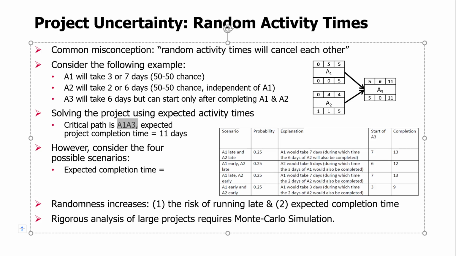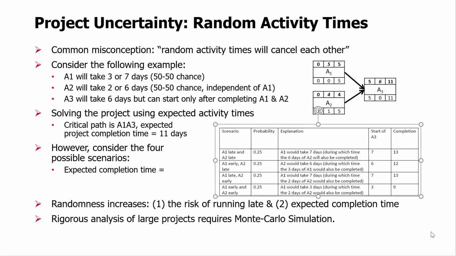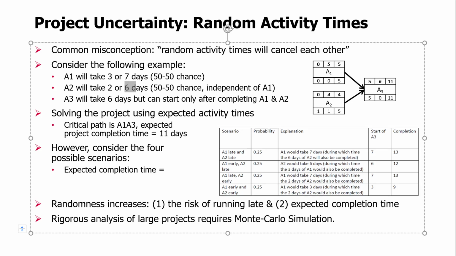However, in fact, when we consider exactly what is happening in this project, assuming that A1 and A2 have random durations that are independent, there are really 4 scenarios that can happen, and those scenarios are summarized in this table here. So scenarios are both A1 and A2 will be late. They will take the longer time, 7 and 6. Or just A2 is late, or just A1 is late, or both of them are early. So we can have 7 and 6, 3 and 6, 7 and 2, and 3 and 2, basically all 4 combinations.